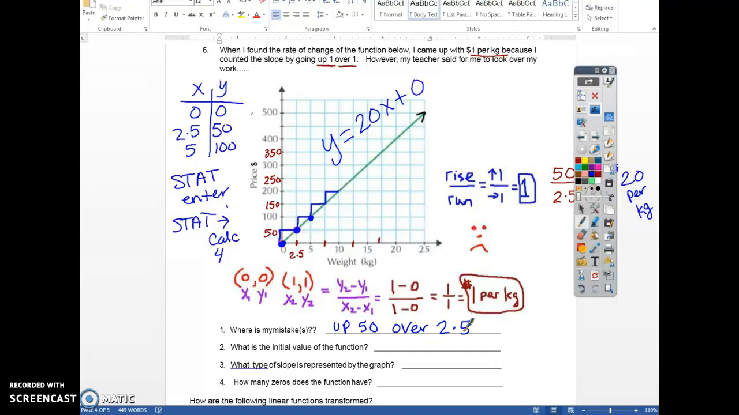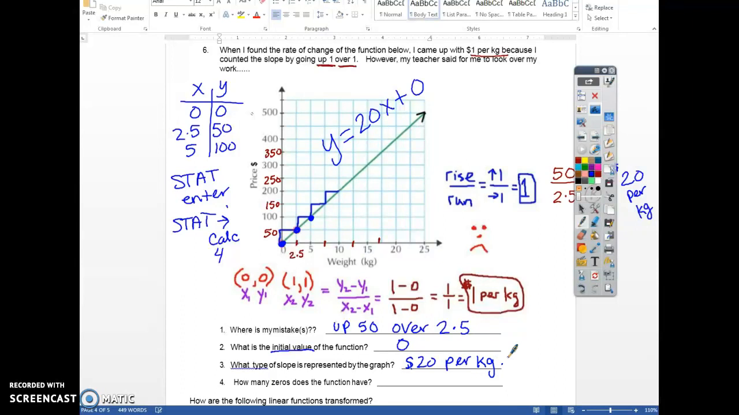Okay? What is the initial value of the function? Initial value is where you started. So what's the initial value of this? 0, initial, inicial, donde comenzaron. Valor inicial. Initial value is 0. What type of slope is represented by the graph? It's a positive slope, right? Because it's going positive, and it's 20. So we're going to say it's $20 per kilogram, and it's a positive number.